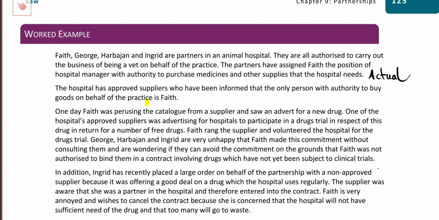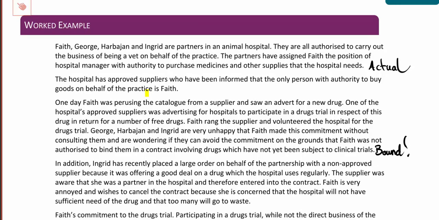Well, you've got to put yourself in the shoes of the third-party supplier. They were dealing with Faith, and they know that Faith is a partner in the animal hospital. They know that she has approval to buy drugs on behalf of the hospital. So I think it's very likely there that the partnership will be bound by the contract, because as far as the third party is concerned, Faith appeared to have authority. It's possible that the other partners may have an action against Faith personally for exceeding her authority, but that would be an internal dispute.